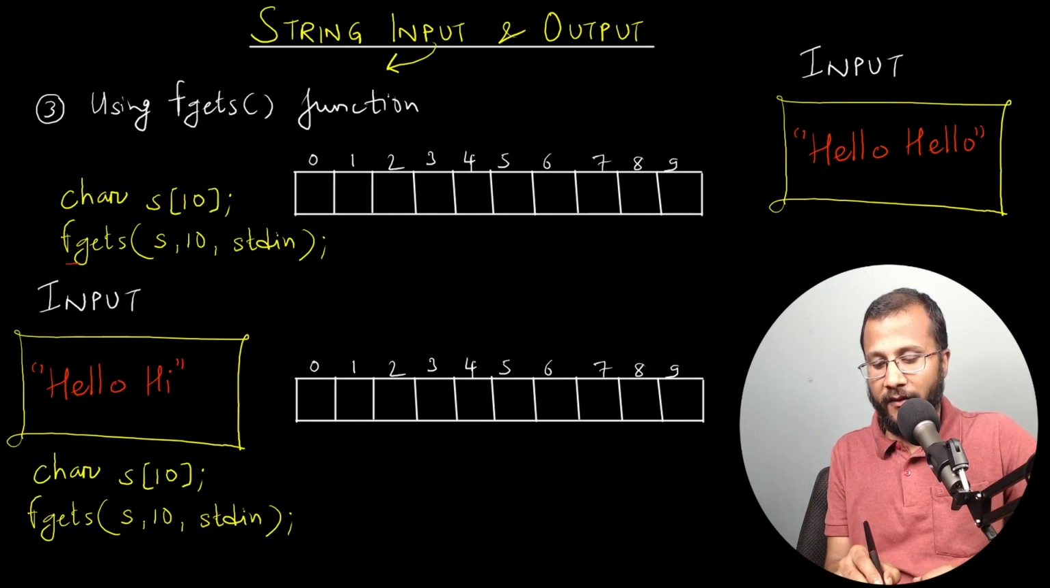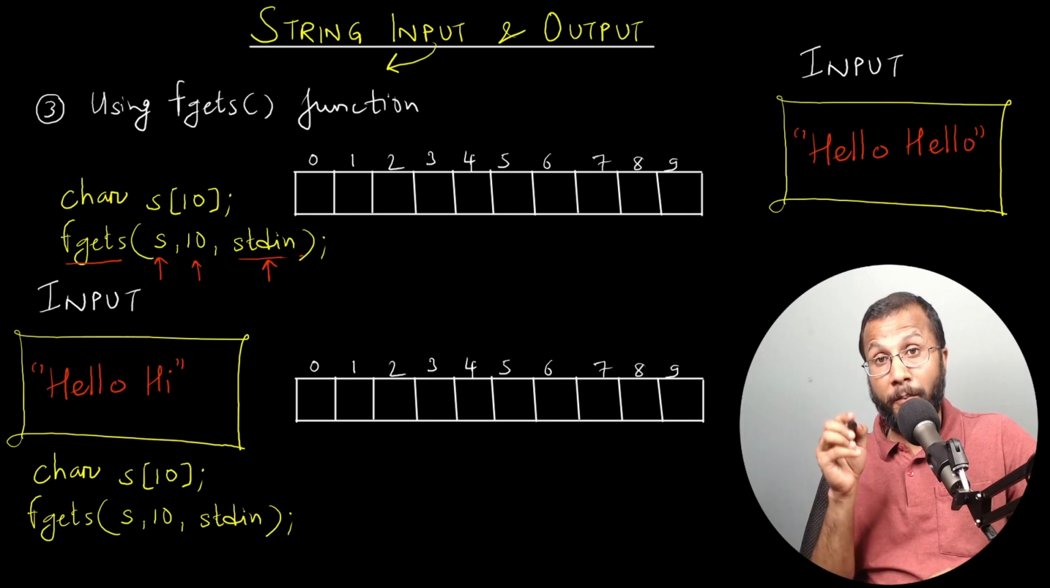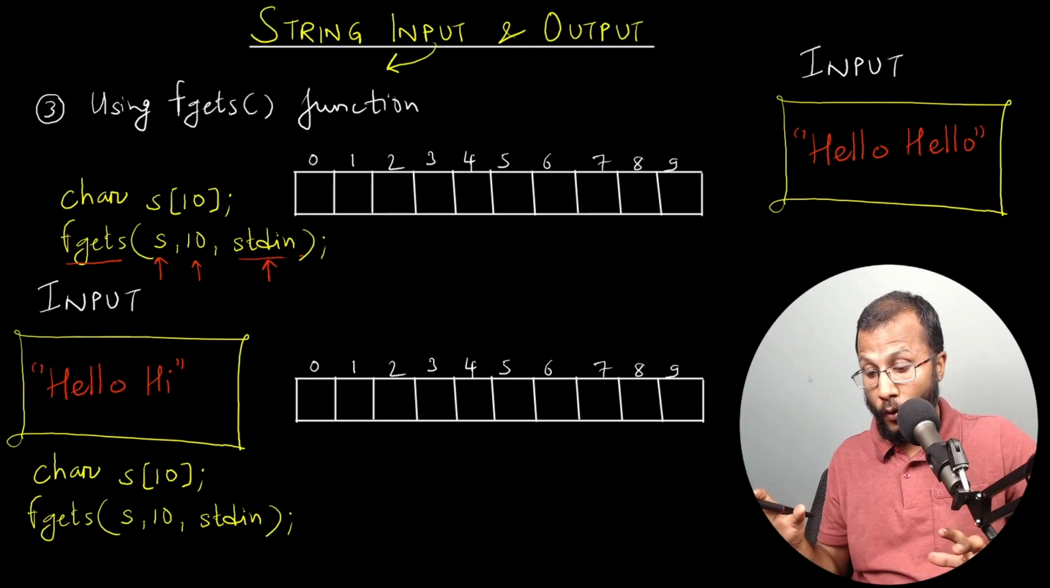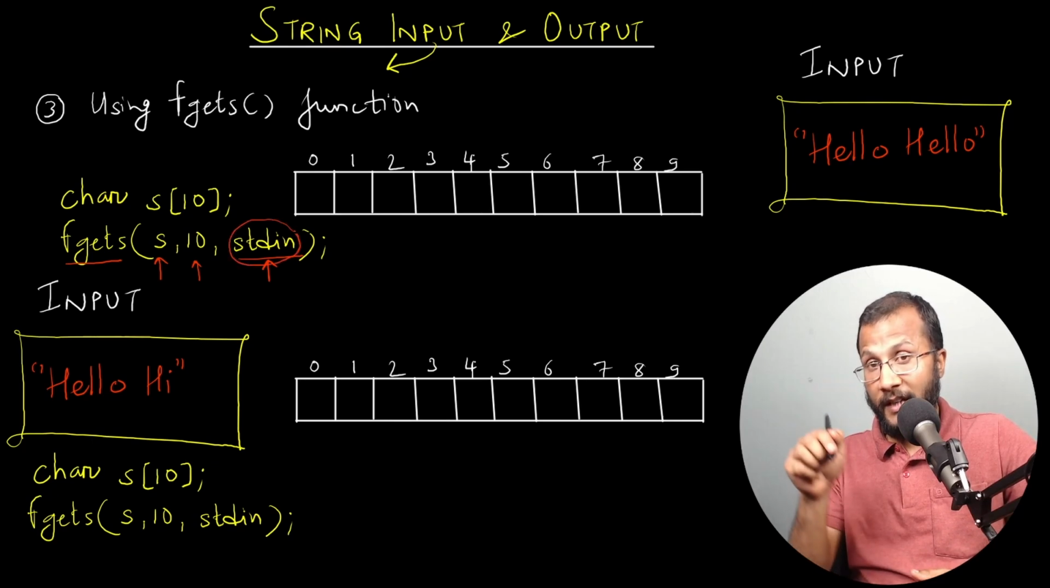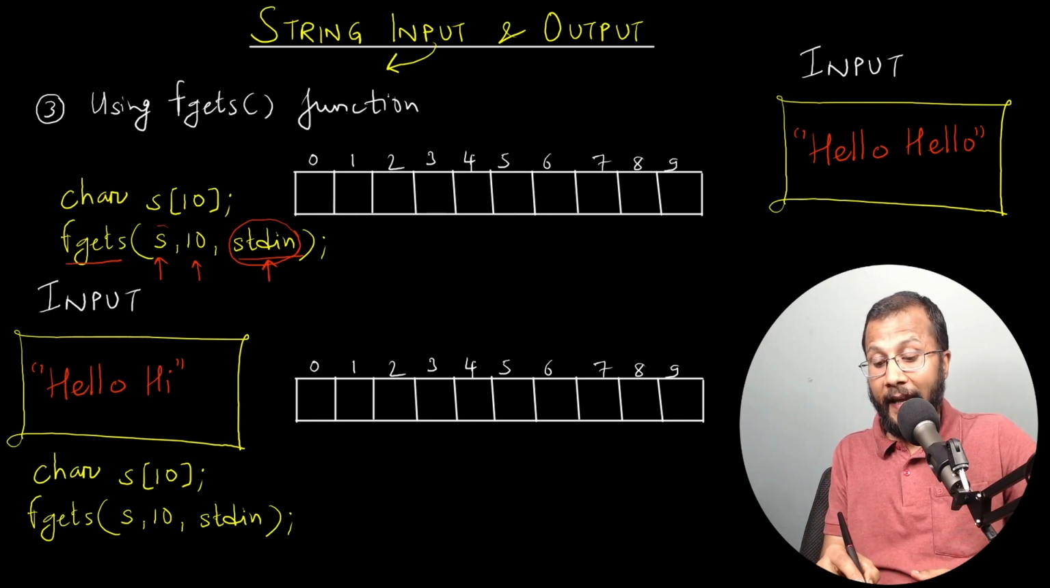In fgets you have three parameters. The first parameter is the character array wherein you are going to store your string. The next parameter is the size, the maximum number of characters that the string can hold, and the next parameter is the place from which you are going to take the input. stdin means the standard input device. By default in any C program, the standard input device is your keyboard and the standard output device is your monitor. So from the keyboard, you store the input in the array S, and S can hold a maximum of 10 characters.